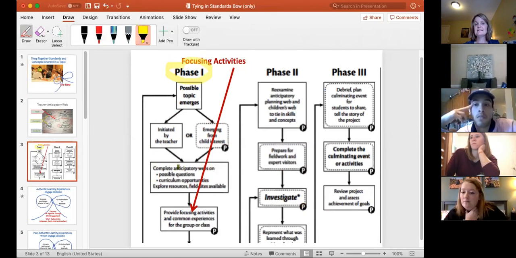So we complete this anticipatory web here, and then we're ready to provide focusing activities. If we can do this in a relatively good amount of time, then we get the focusing activities where we can really help the children gain interest.